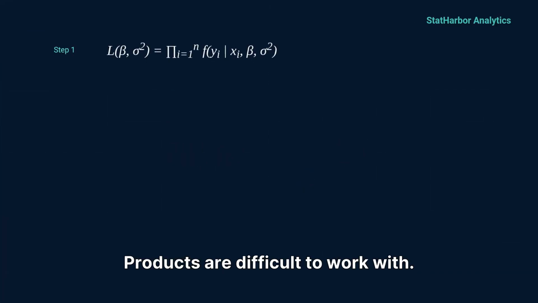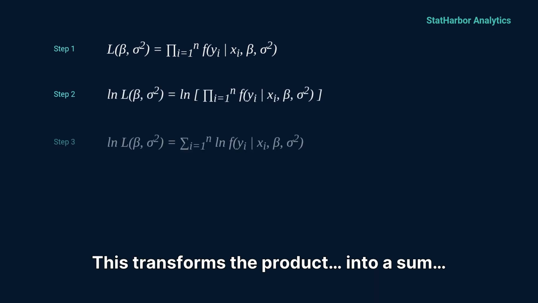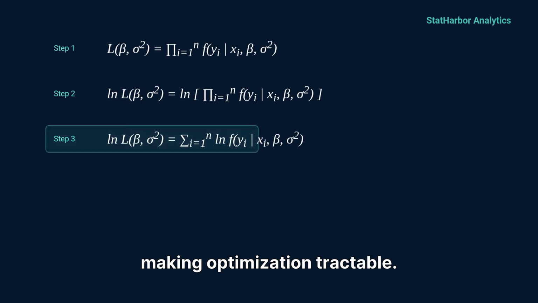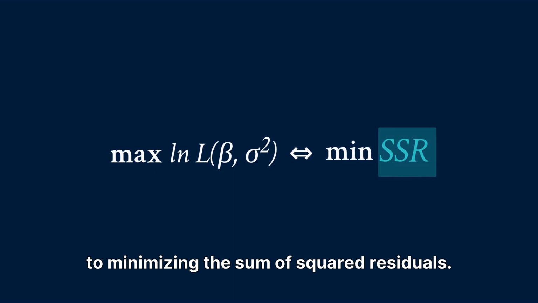Products are difficult to work with, so we take the natural logarithm. This transforms the product into a sum, making optimization tractable. After simplification, maximizing the likelihood is equivalent to minimizing the sum of squared residuals.